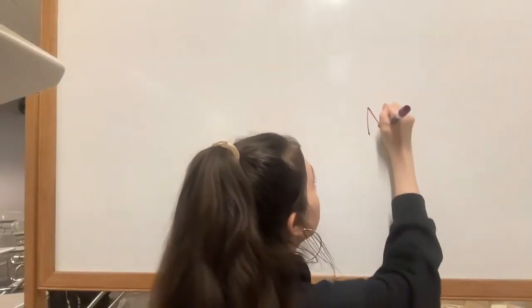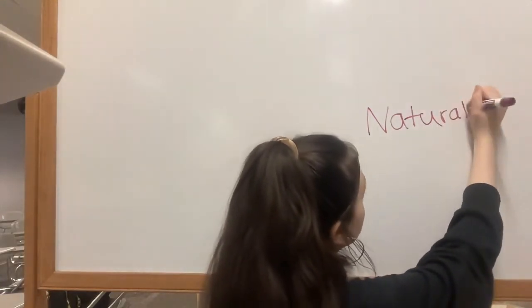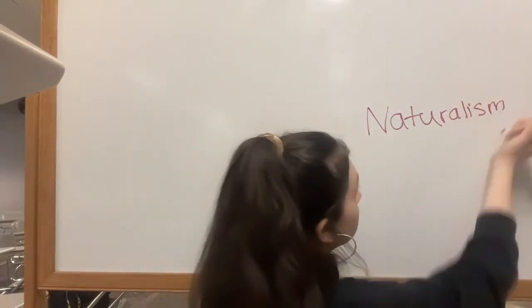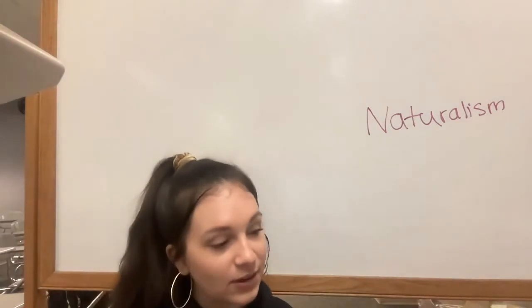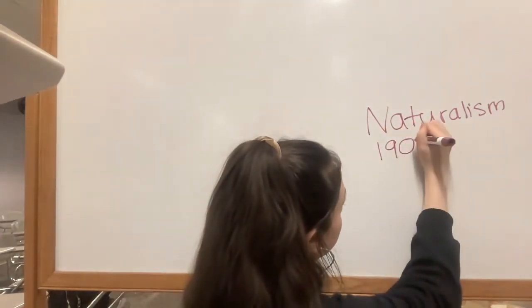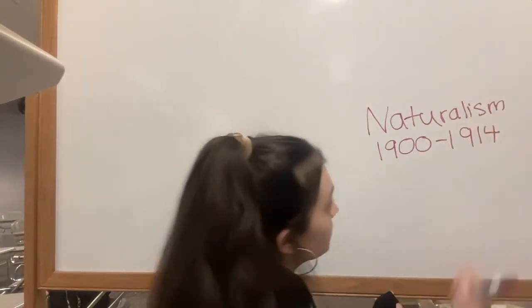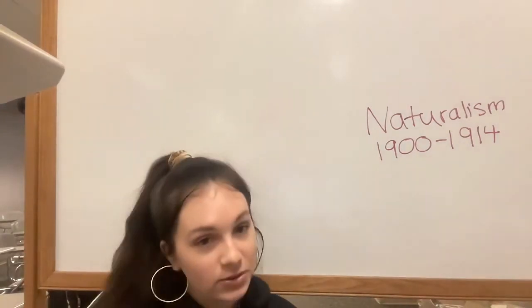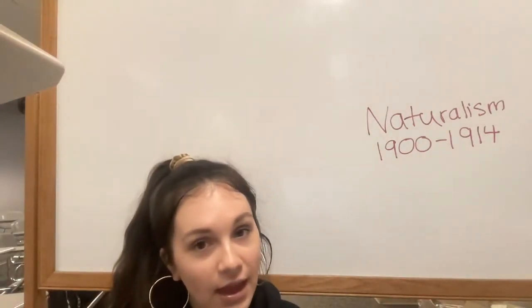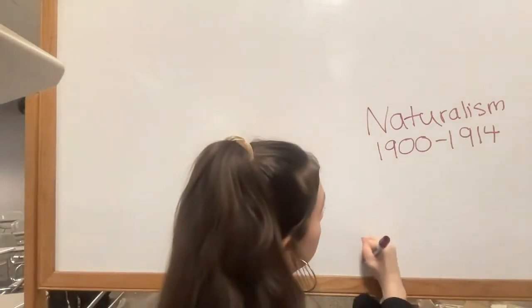So, naturalism is a period in United States history between 1900 and 1914. So it was actually only a 14-year period. And although it stemmed from realism, it differed in its overarching framework.